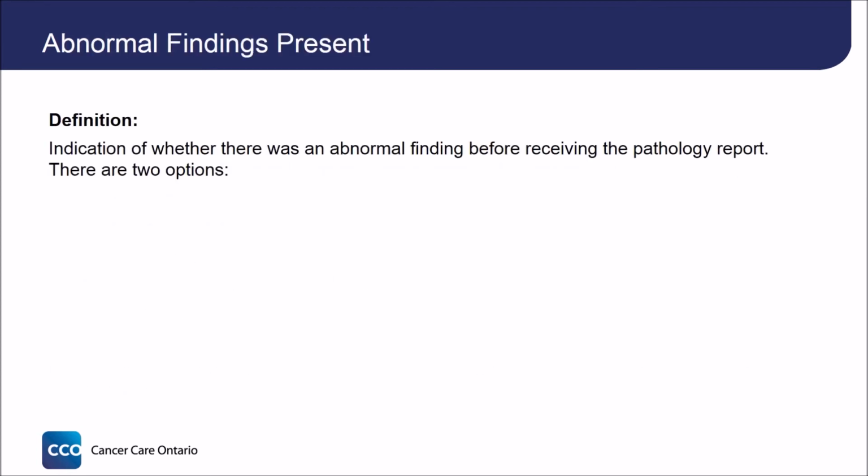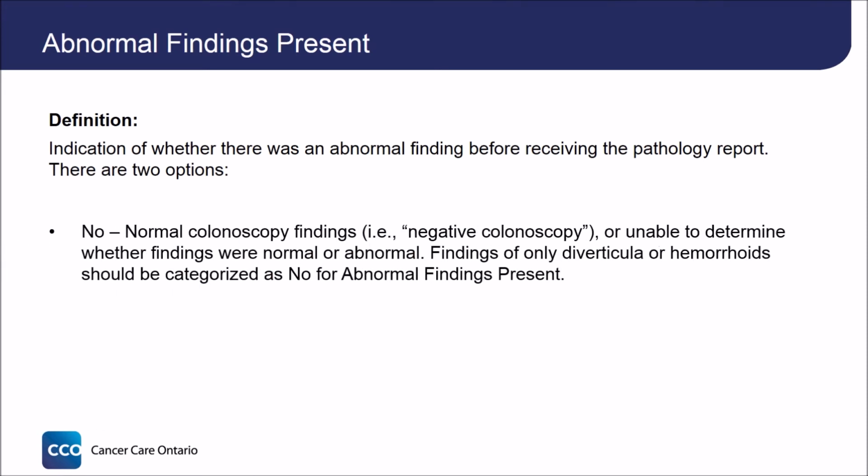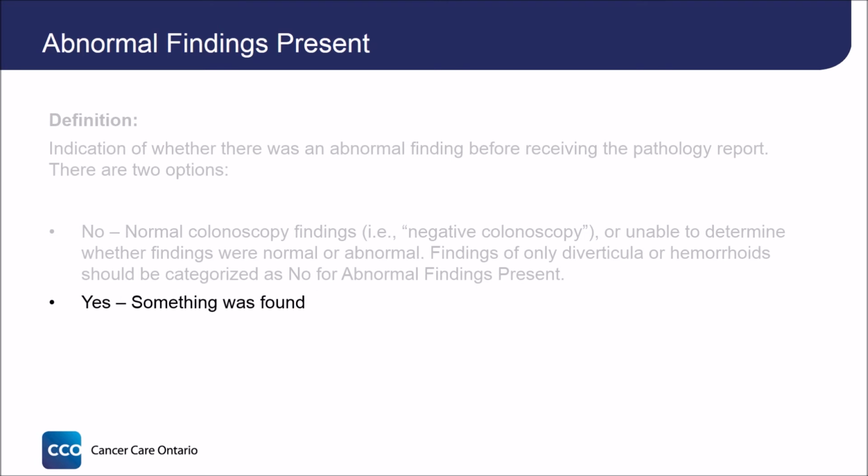The abnormal findings present data element reports the gross findings at colonoscopy and has two valid values. The value no indicates that the colonoscopy is normal, that is, a negative colonoscopy, or that it is not possible to determine whether findings were normal or abnormal, for example, because the procedure was incomplete or the bowel preparation was inadequate. Findings of only diverticula or hemorrhoids should be categorized as no abnormal findings present. The value yes indicates that abnormal findings were found.